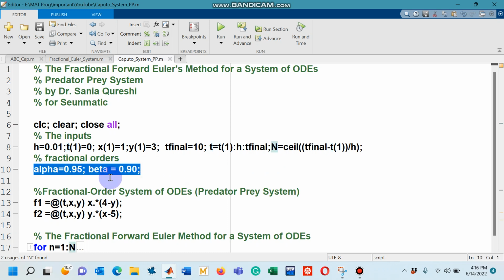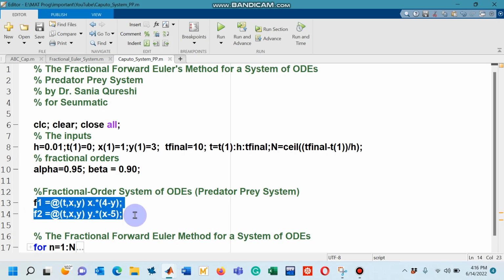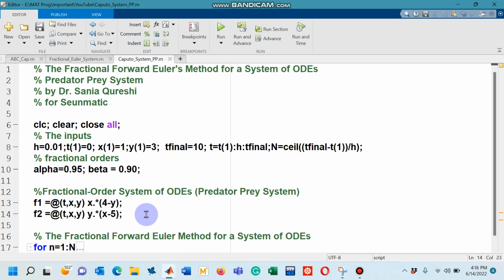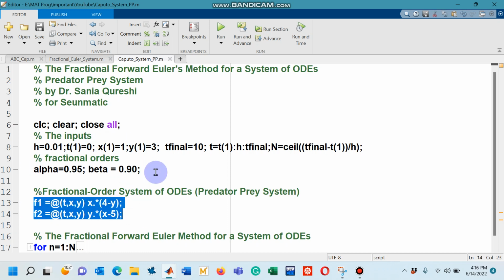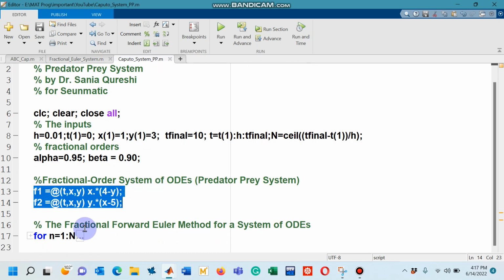Now here we have the interesting line. Two different fractional orders I have mentioned, alpha 0.95 and beta 0.90, on lines number 13 and 14. The fractional order system of ODEs is also called the predator-prey system. So now with these conditions and available data, how can we design a code for the simulation of this predator-prey system? A simple for loop is required wherein I have used the fractional forward Euler method.